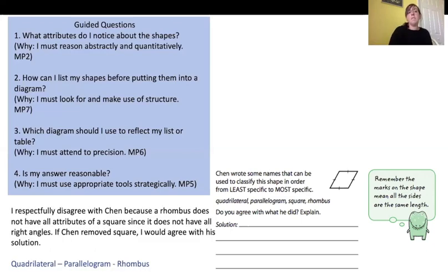So as I look at this, I'm going to respectfully disagree with Chin because I know that a rhombus does not have all the attributes of a square. So a rhombus itself doesn't actually have 90-degree angles, so it's not going to come after square in this particular situation. And if Chin removes square, then I would agree with his solution and showing the flow chart that I've actually created. All right. So we're going to keep going, and as we think through some of these next problems, I want you to really dig in and I want you to think about your packet, okay?